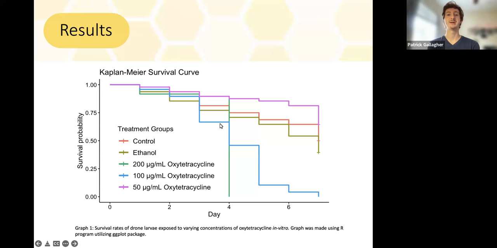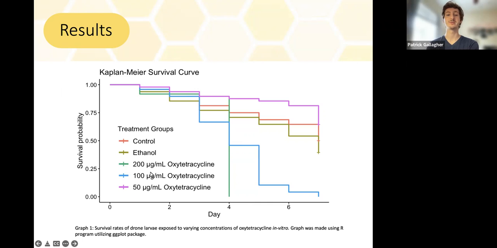After our experiment ended, we were able to create a survival curve. We have the survival probability on the y-axis, and on the x-axis, we have time, which we're showing in days. Our control and our ethanol control diet treatment groups follow a very similar trend, indicating that the addition of ethanol had no significant effect on larval survivability.